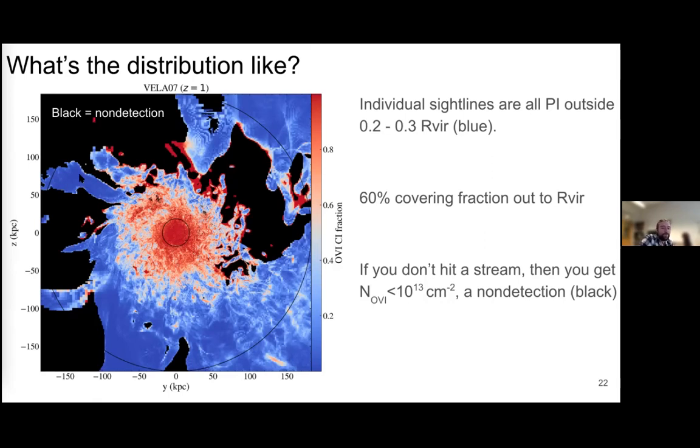So basically, we went in and just artificially said, if you're not going to see more than 10 to the 13 atoms per centimeter squared, you're basically not going to be able to detect it. It's not going to be comparable to observations at all. So what we found is that individual sight lines are all photoionized outside about 0.2 to 0.3 RVIR.